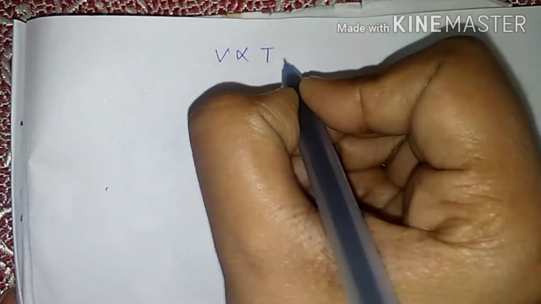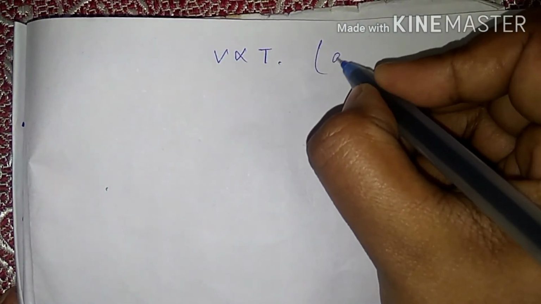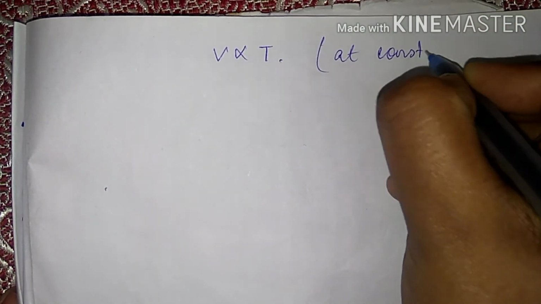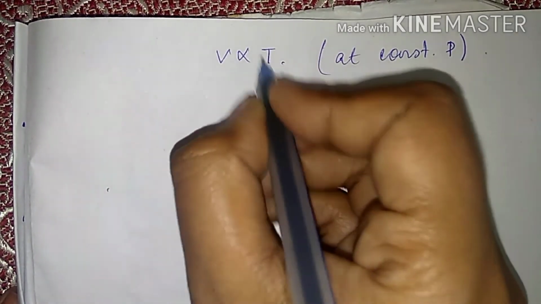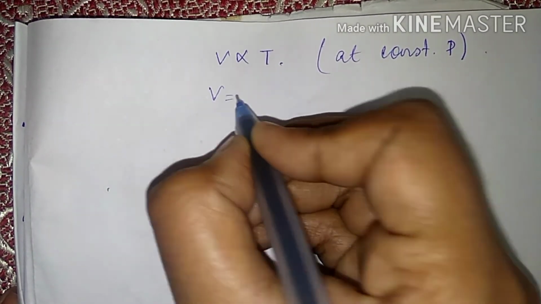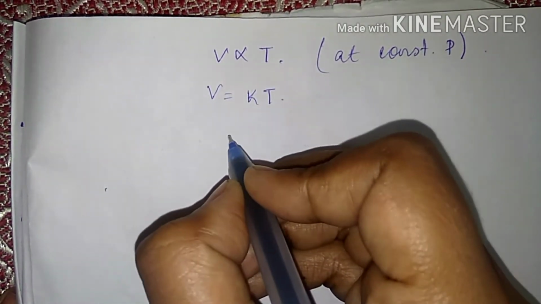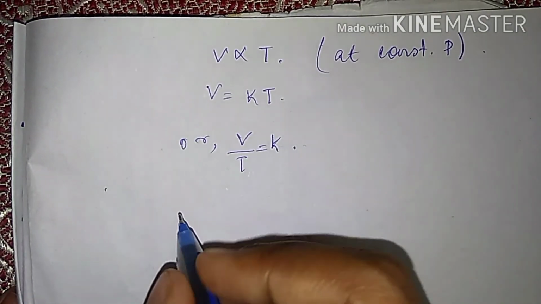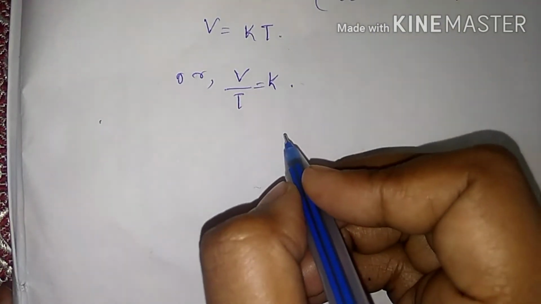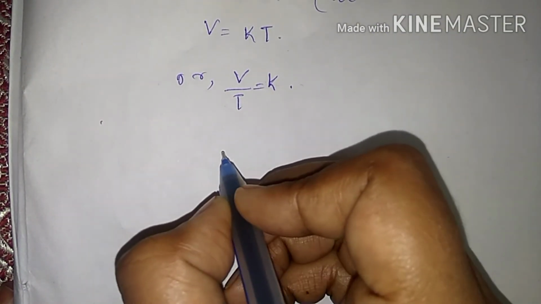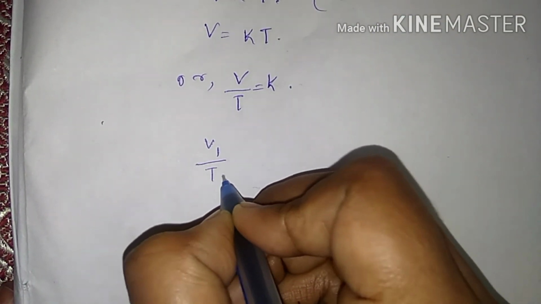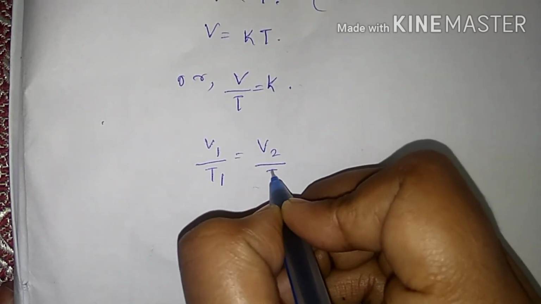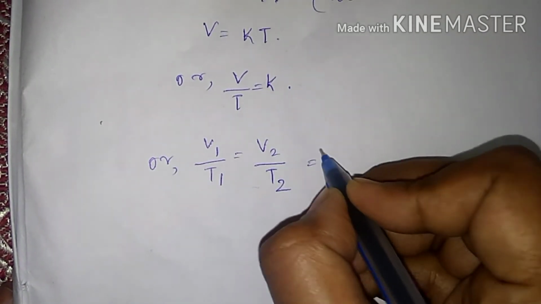The mathematical expression of Charles' law is as follows. Volume is directly proportional to the absolute temperature at constant pressure. The proportionality sign is removed by using the proportionality constant K, or V by T equals K. Now, when two gases are given, the formula is converted to V1 by T1 equals V2 by T2 equals K.